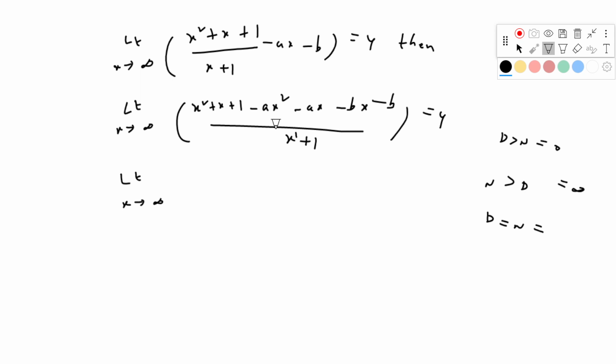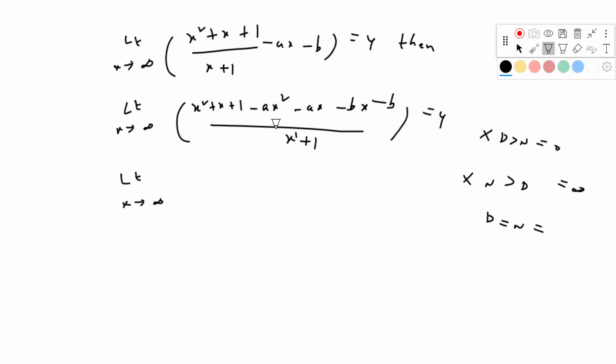So when the denominator is greater than the numerator, the value should be 0. Here it is given as 4, so that is not correct. Next, if the numerator is greater than the denominator, the value should be infinity. Here it is 4, so this is also not the option. Now the denominator should be equal to the numerator, and only then will you get this value. Now see, this power is 1 and this power is 2.